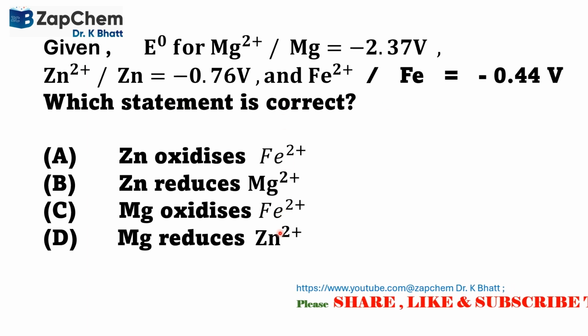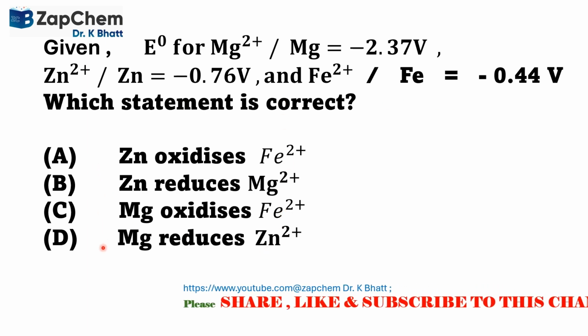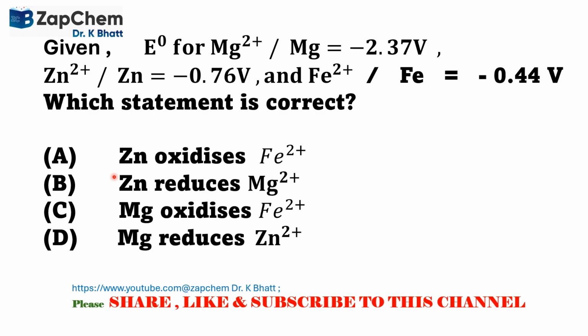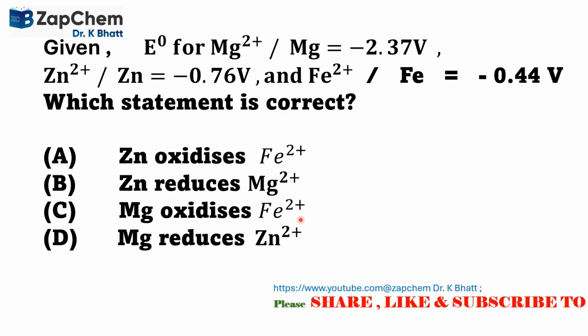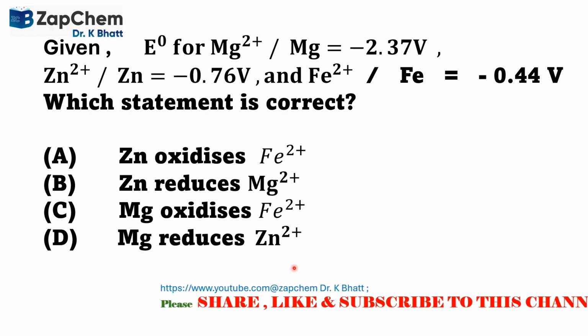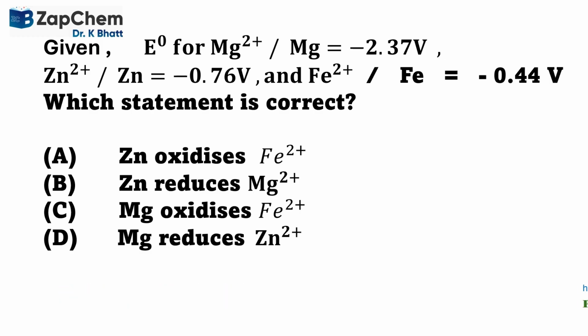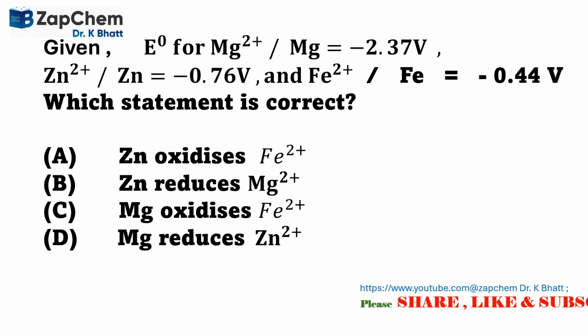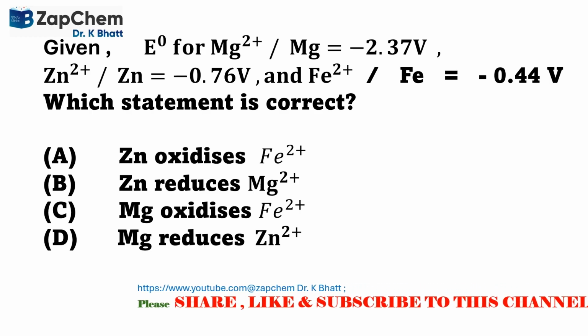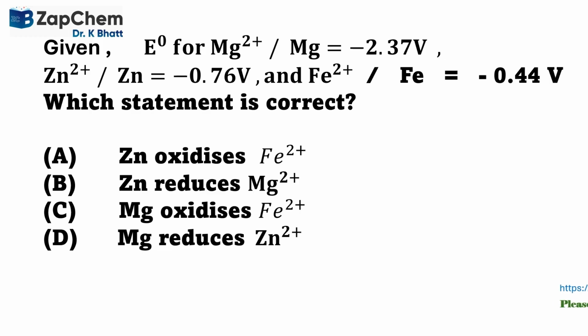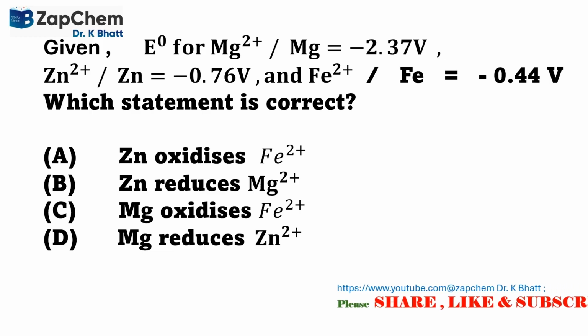So, which is the correct statement? Four options are given, and we have to find out whether zinc oxidizes iron, or zinc reduces magnesium, or magnesium oxidizes ferrous ion, or magnesium reduces zinc dipositive ion. So actually what happens, the one which has the least negative electrode potential is less reactive, compared to the one which has a more negative electrode potential.